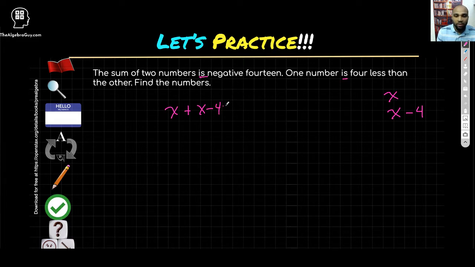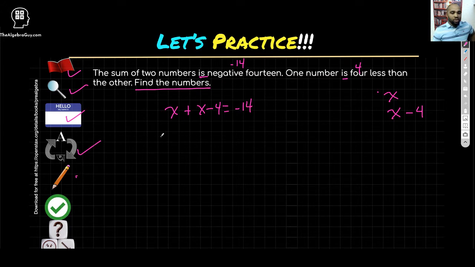negative 14. And by the way, it's common for problems to put the numbers in words because they're harder to see. You want to take your time and read it. Here's our 4, here's our negative 14. So don't miss those. We read it, we identify what we're looking for, the numbers, and we named them. We translated this word problem into an equation and now we're going to solve it.